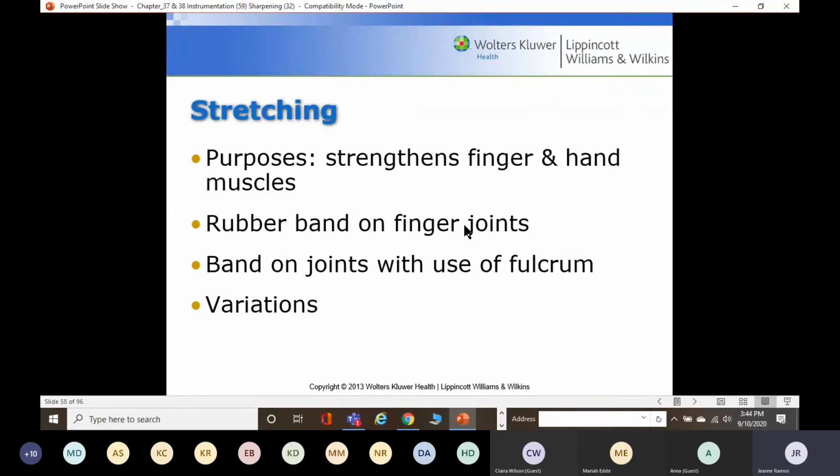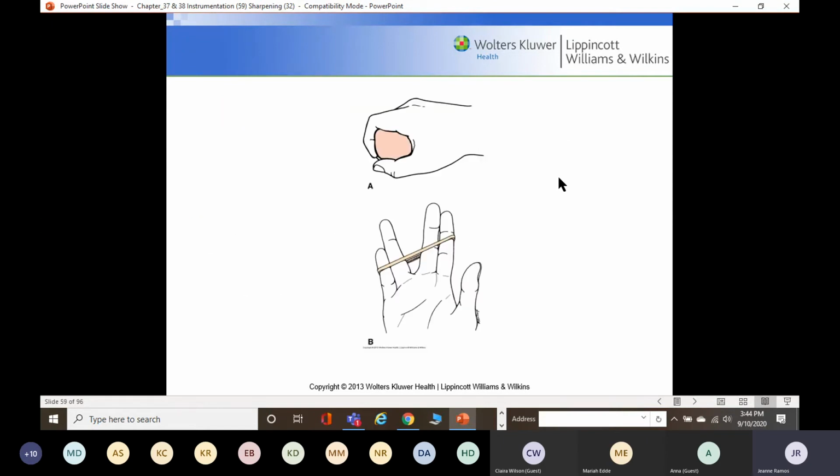You can use a rubber band on the finger joints and just spread them out and in. A band on joints with the use of fulcrum variations. Here it goes, squeezing it back and forth.